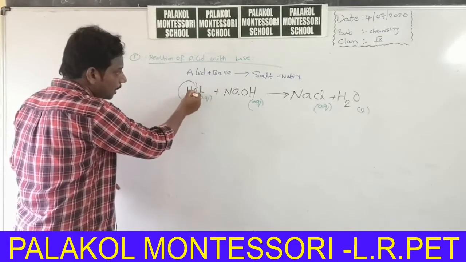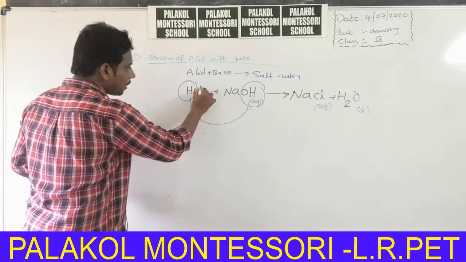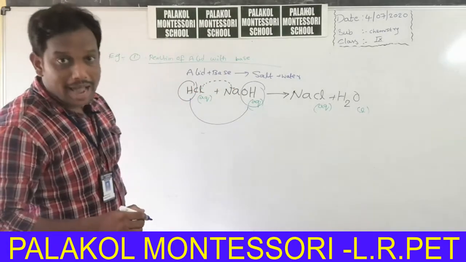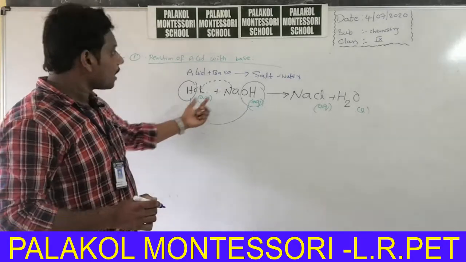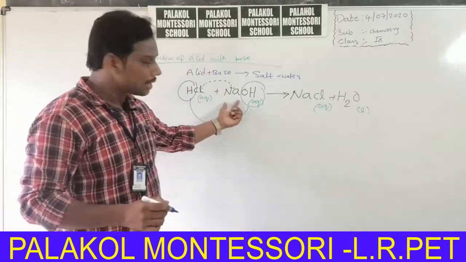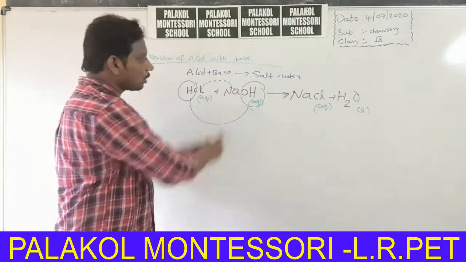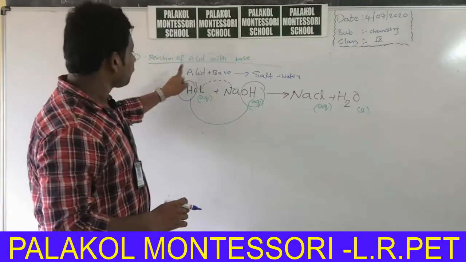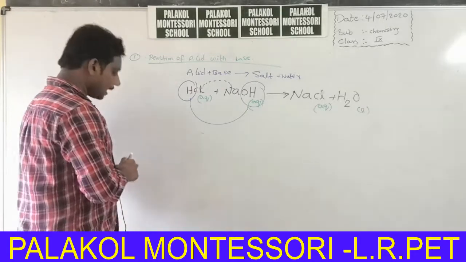Okay, here this part reacts with this part. That means exchange of constituent ions, exchange of constituent atoms, exchange of hydrogen, here takes place exchange of sodium. So exchange of atoms between the molecules to form a new type of products is called double displacement reactions.